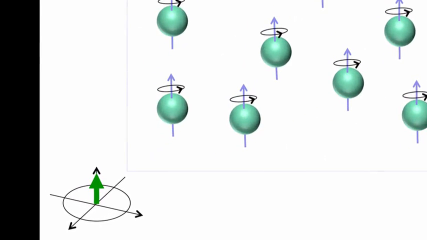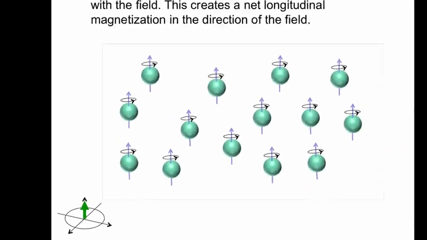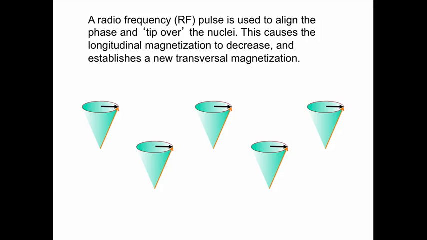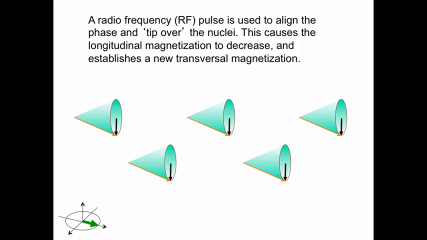So if we look at the coordinate system at the bottom here, we see that we have a longitudinal component to this vector. Now, while they're aligned, the nuclei precess about the field with an angular frequency, which is determined by something called the Larmor frequency. However, they precess at a random phase vis-a-vis each other. What we do then is we use a radio frequency pulse to align the phase. And so now they're all rotating in phase with one another and tip over the nuclei. This causes the longitudinal magnetization to decrease and establishes a new transverse magnetization.